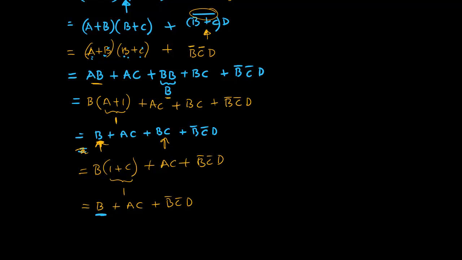that says combining these two gets rid of this term here because it's the inverse of that B. So that will leave me with B or C bar D or AC. And that is actually the final answer for that question.